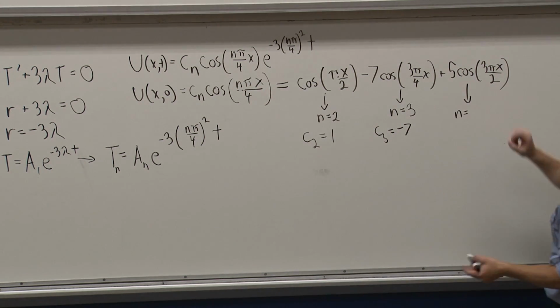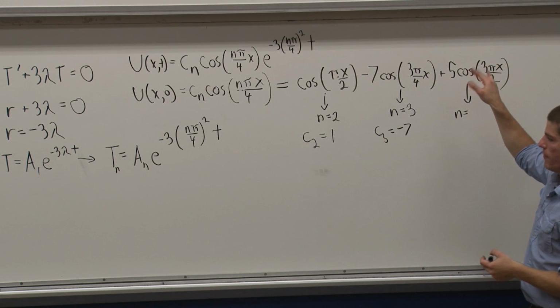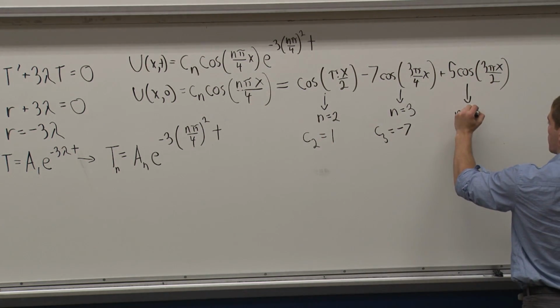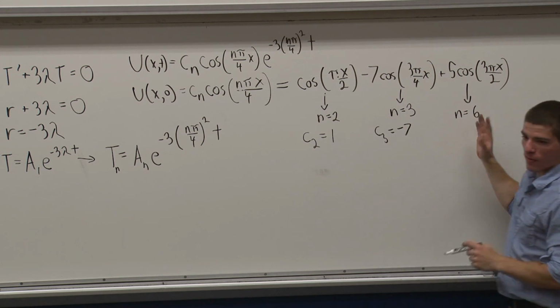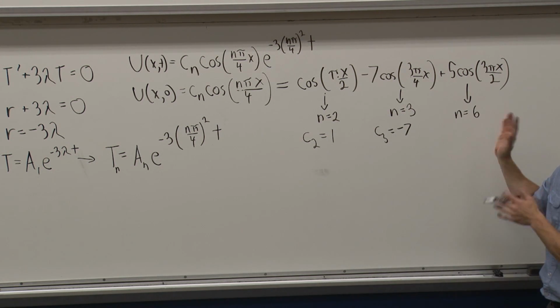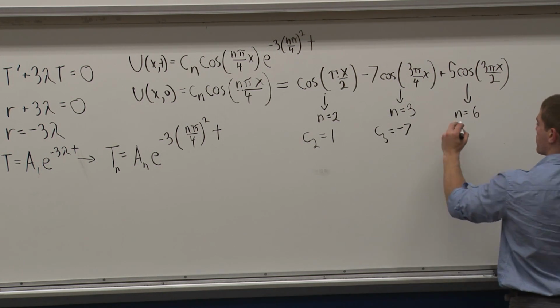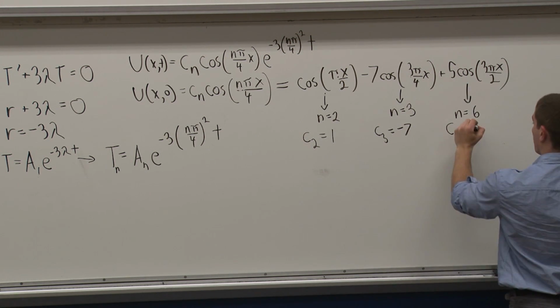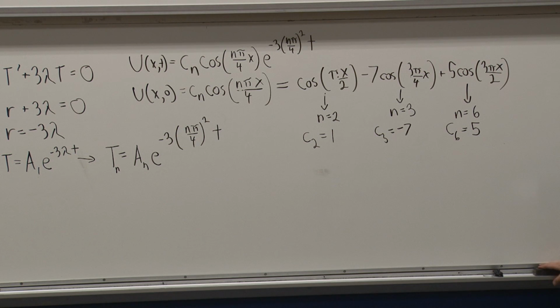Next one, so we have 3 pi over 2 and n pi over 4. So we have 6, because we want 3 over 2. If you simplify 6 over 4, it's 3 over 2. So we want n to equal 6. It doesn't always go like 3, 4, 5 or whatever. Just take it term by term. So if n equals 6, that means C6 is equal to whatever is in front of the cosine, which is 5.